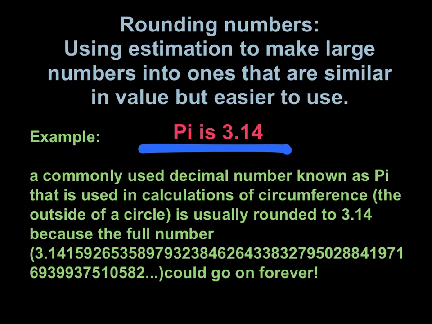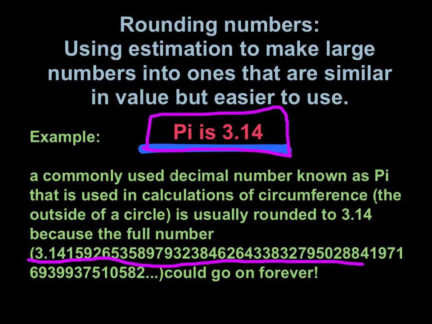Rounding numbers is using estimation to make larger numbers into ones that are similar in value but easier to use. Hopefully you guys are all familiar with the number that is referred to as pi. This number is 3.14. However, that is a rounded number, and if we looked at the number in its entirety, we would not be able to do that because that number could possibly go on forever. So we round it to 3.14 to make it easier to handle.